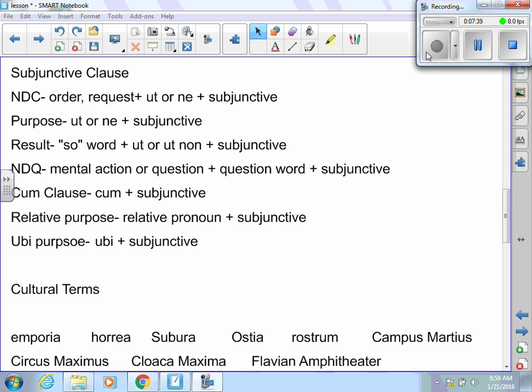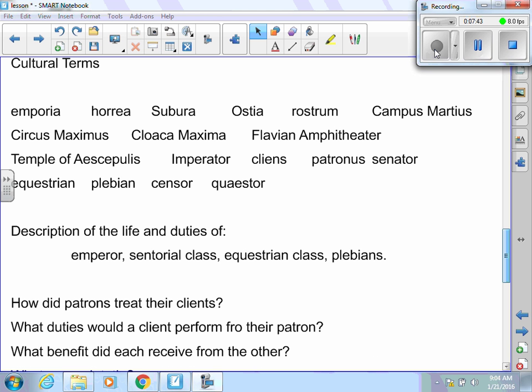Okay, cultural terms. You have emporia, which is a group of markets, riverside markets. Horea, those are going to be warehouses. Subura, that's that area around the river. It's very noisy, it's very crowded, it's very dirty. Ostia, that's the river port. Rostrum, that would be the prow of a ship.